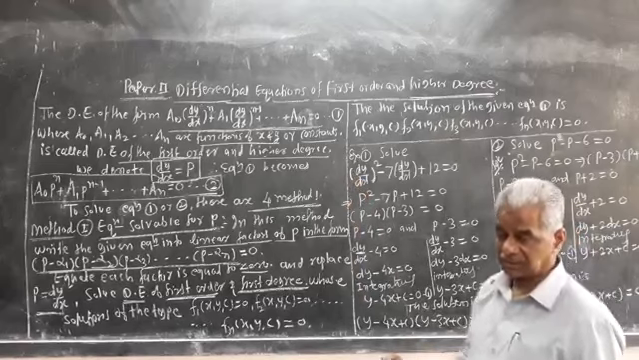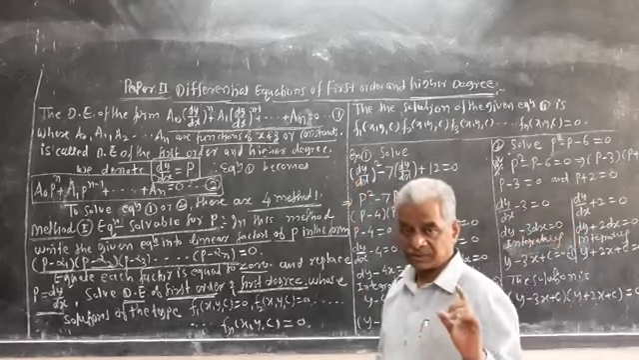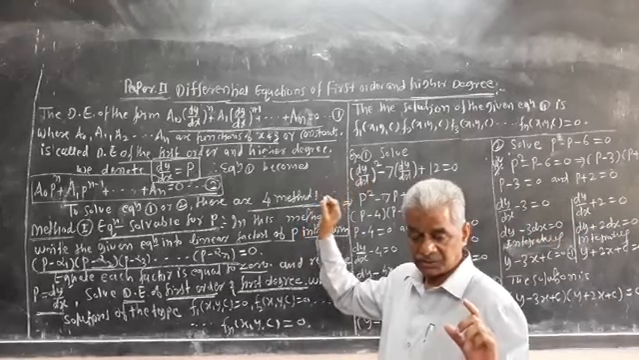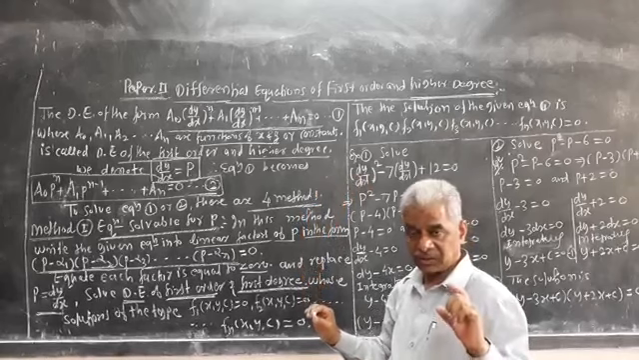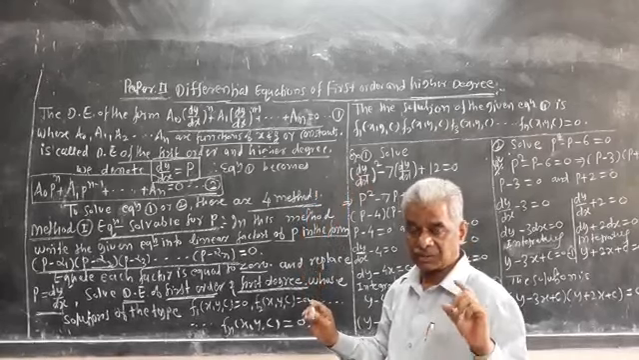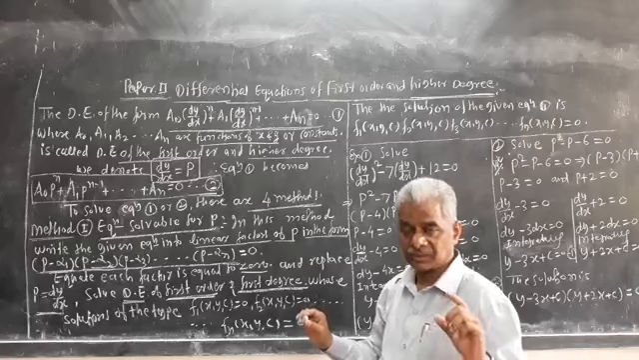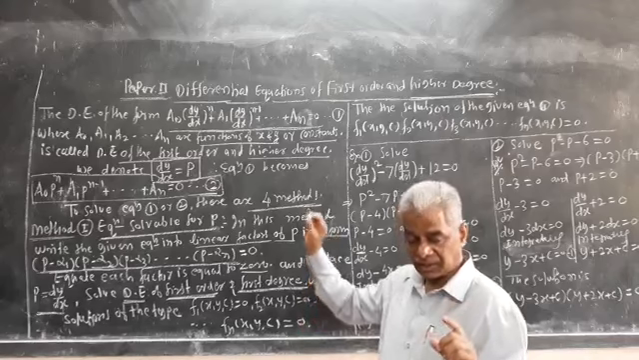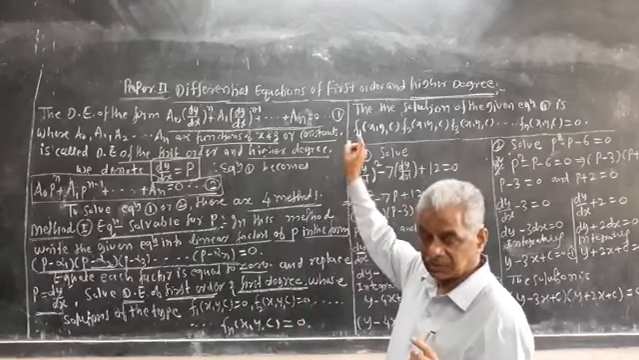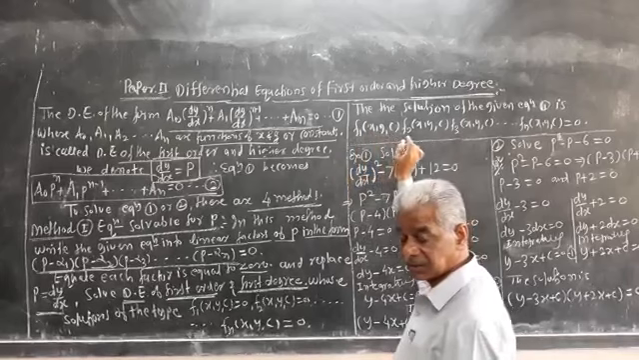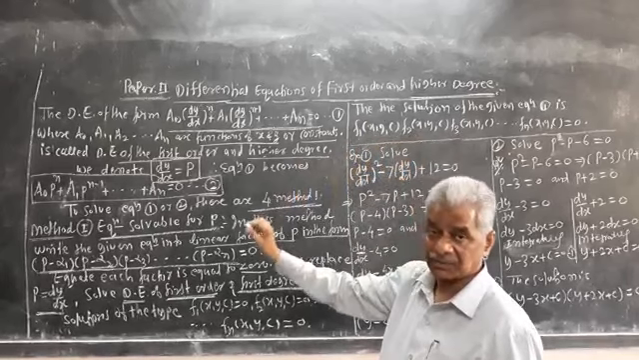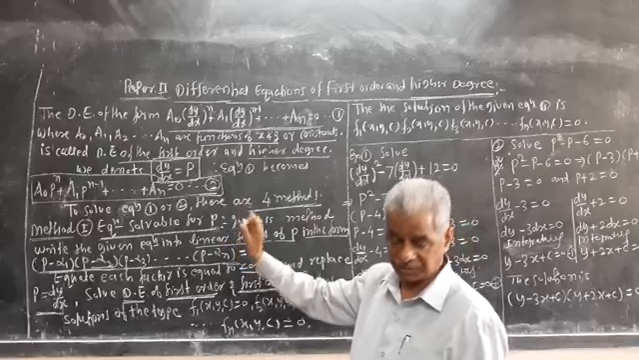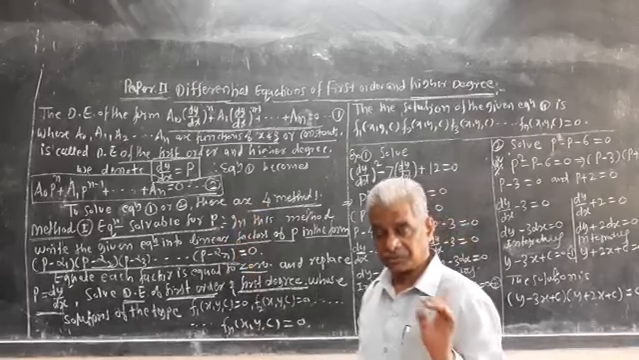And hence, first remember which equation is called first order with higher degree. Those differential equations which involve dy by dx with a power greater than 1 are called differential equations of first order with higher degree, where p is dy by dx. Then there are four methods.